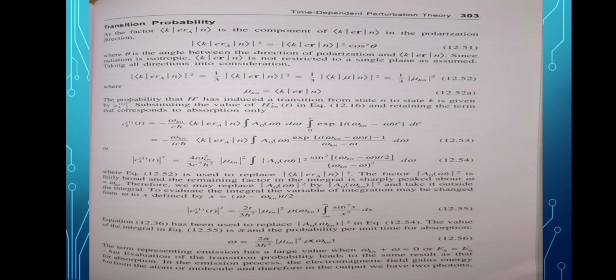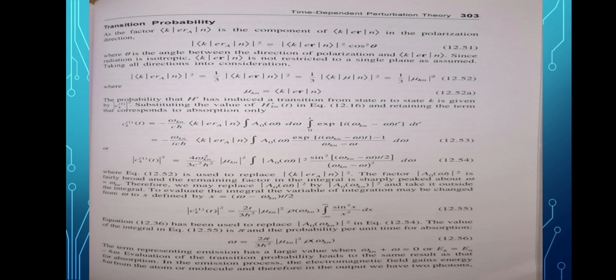The factor A0 omega the whole square is fairly broad and the remaining factor in the integral is sharply peaked about omega is equal to omega_kn. Therefore, we may replace this term by A0 omega_kn the whole square and take it outside the integral. So, let's evaluate the integral. The variable of integration may be changed from omega to x defined by x is equal to omega_kn minus omega into t divided by 2.